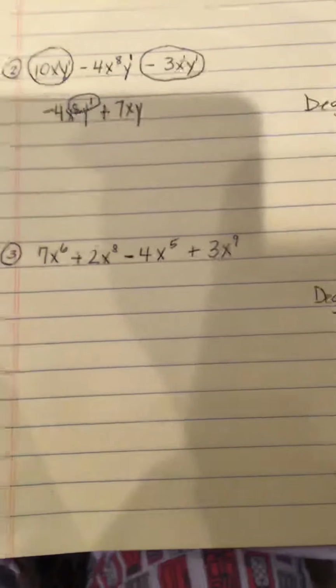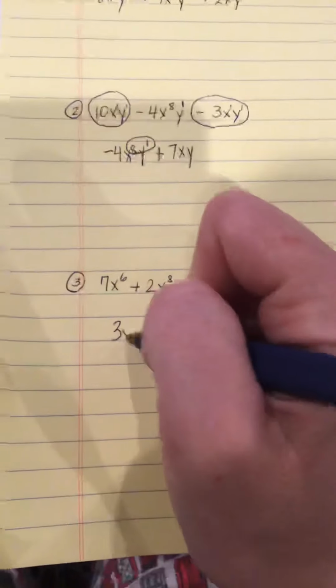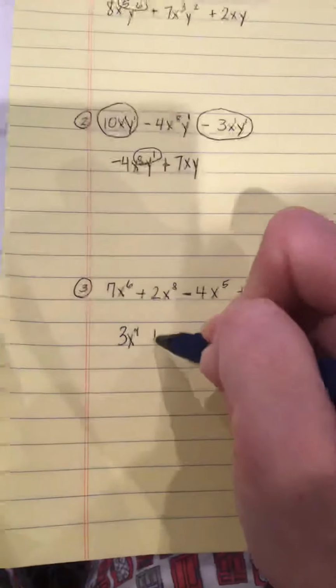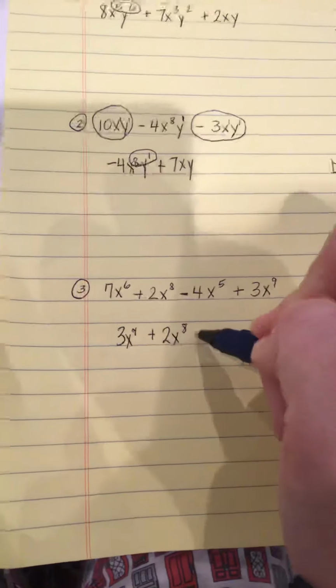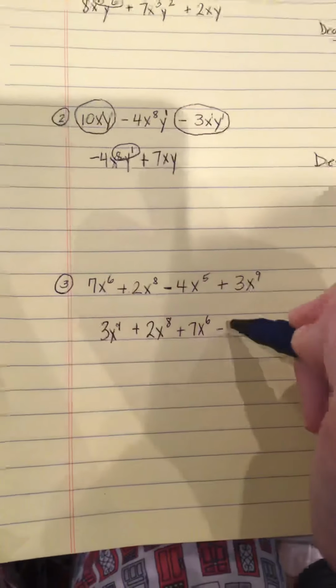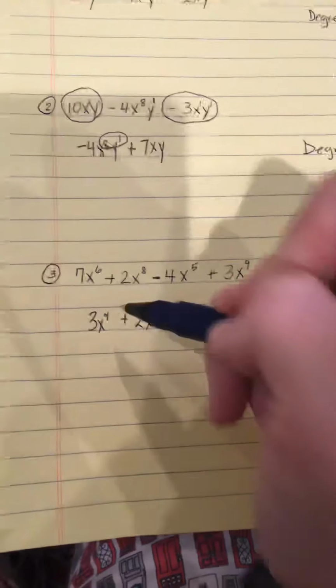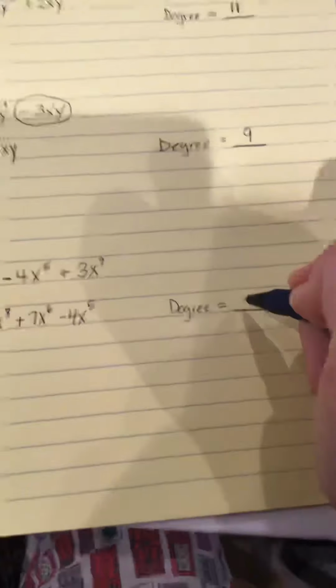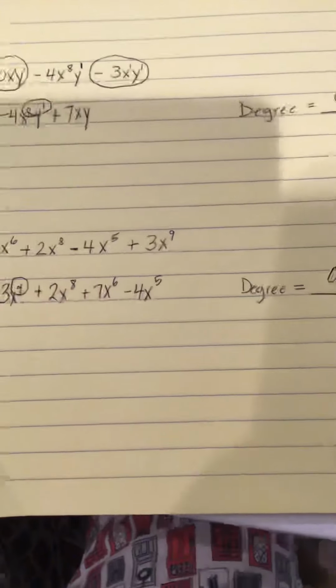All right, you're back. So you should have 3x^9 in the lead. Then 2x to the 8th. Then 7x to the 6th. And then minus 4x to the 5th. The highest one is the 9. So you write degree 9.